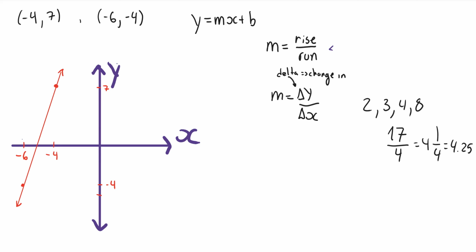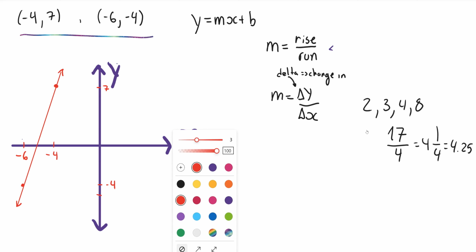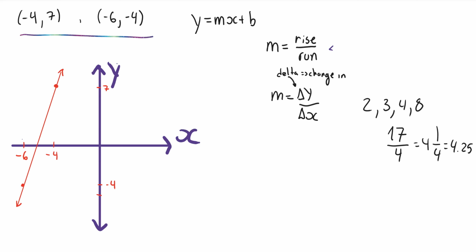Now, why did we talk about average? We are trying to calculate the slope from these points over here. To do so, first things first, we're going to label each one. So this is going to be our x1, our y1, our x2 and our y2.